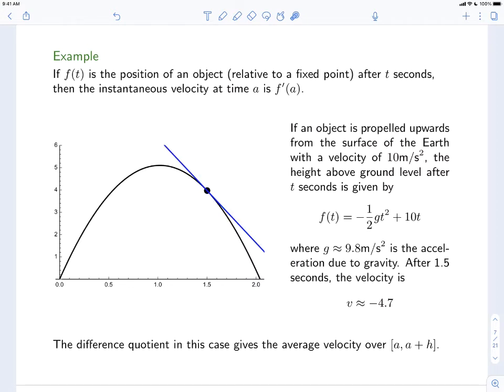But that means that the object that's traveling is returning to the fixed point. It started off by going away and then coming back. In this particular case, the fixed point is the starting point on the Earth's surface. The object is propelled upwards. It goes up, and then eventually gravity pulls it down. That's why the velocity is negative at time t equals 1.5, because at that time the object is returning to the Earth. So the velocity is negative to indicate that it's returning to the fixed point.